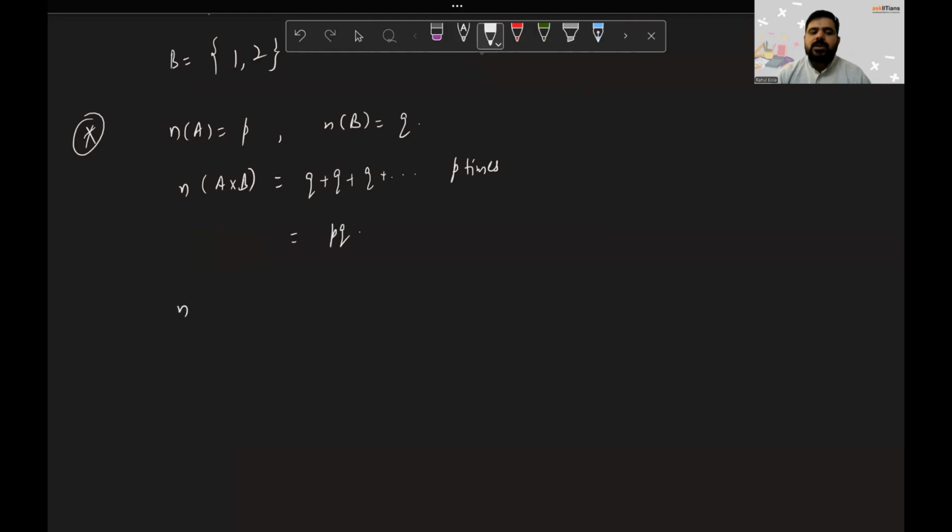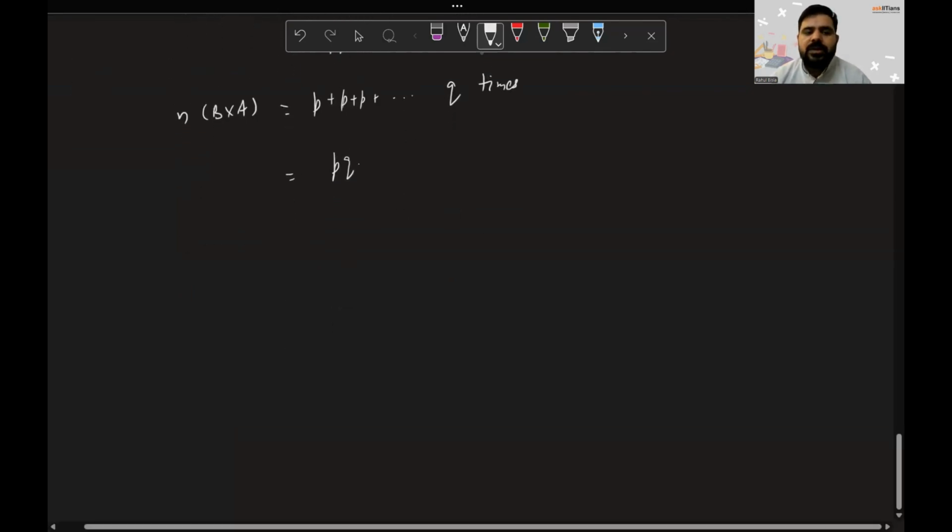Right. And if I ask you how many elements will be there in B cross A, how many elements will be there in B cross A? Every element of set B will be having P choices. So P plus P plus P, Q times. I hope you do understand this. P plus P plus P dot dot dot. How many times? This is going to be there Q times. So this will also be P into Q.